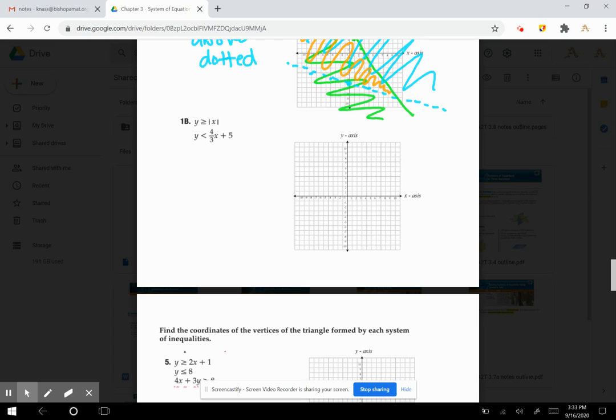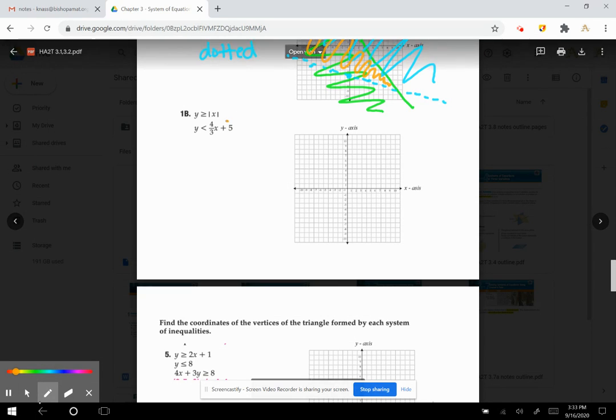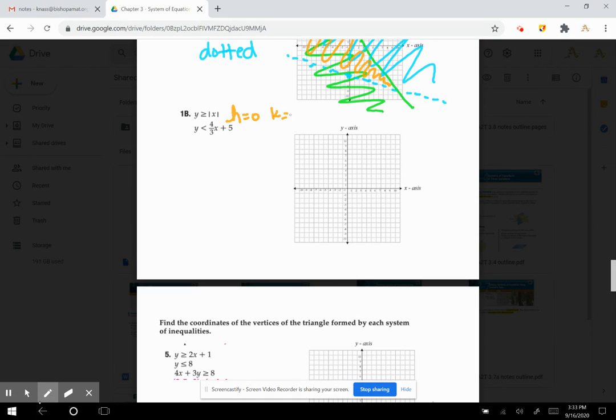Okay, for this one, y is greater than or equal to the absolute value of x. Now, remember with the absolute value, you have to do h and k. So in order to do h and k here, I'll just keep with orange. My h is 0, my k is 0. So my vertex for this one is 0, 0. I have y is greater than, so I'm going to shade above the line, and equal to, so I'm going to have a solid line. All things you should be able to write down when just looking at something like that.